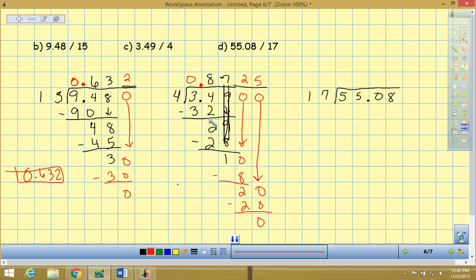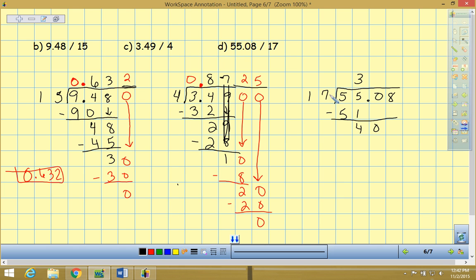Okay? All right, let's look at this last problem. Can 17 go into 5? No. Could it go into 55? Yes. How many times? 3. Okay, what's 17 times 3? 51. Good. Okay, 55 minus 51? 4.